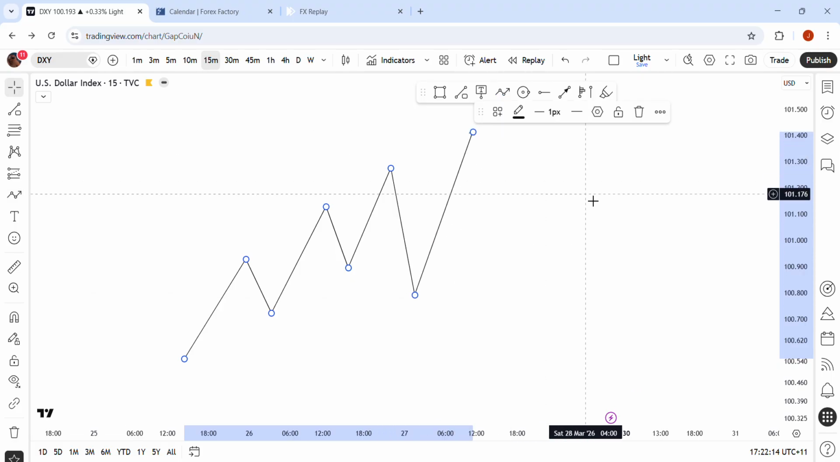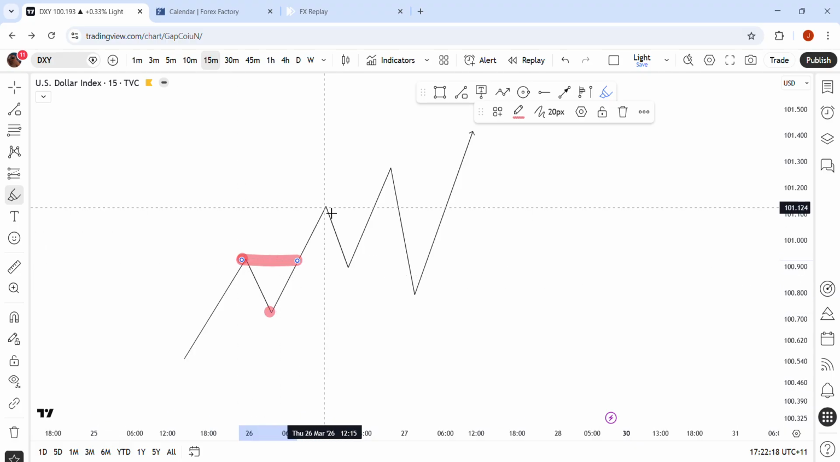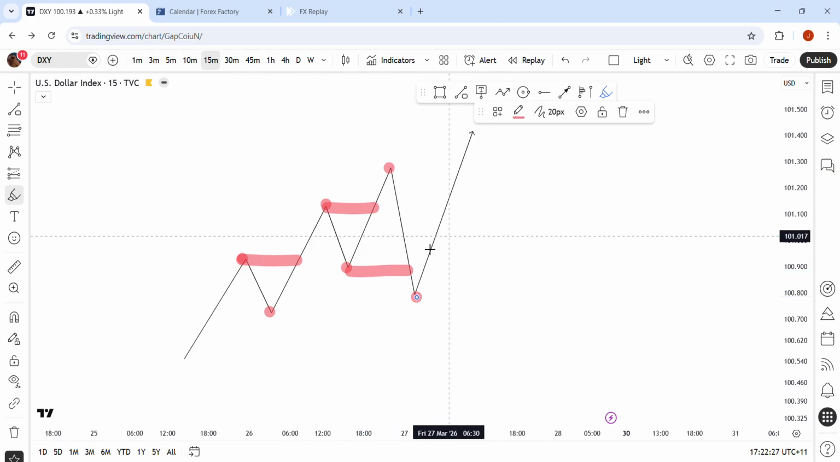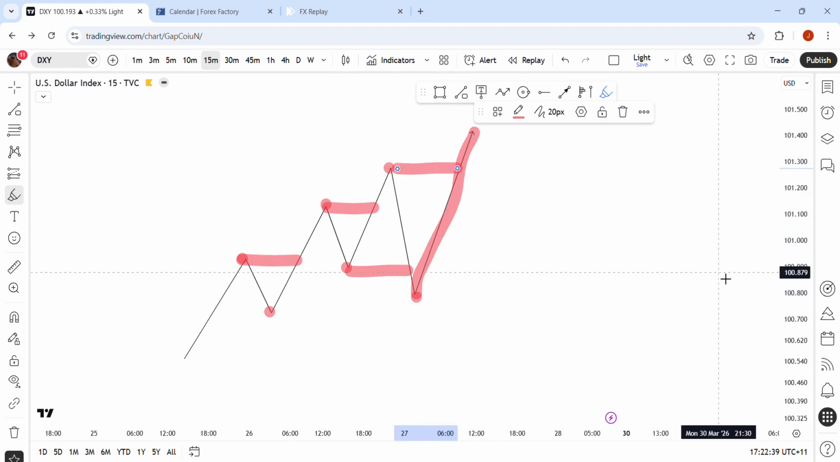Price makes a new high, low, break of structure, high, low, break of structure, high, and then a change of character and a lower low. This is where traders will start looking for shorts. And then what happens? Their stop loss gets completely obliterated and price makes a new high, causing another change of character bullish.